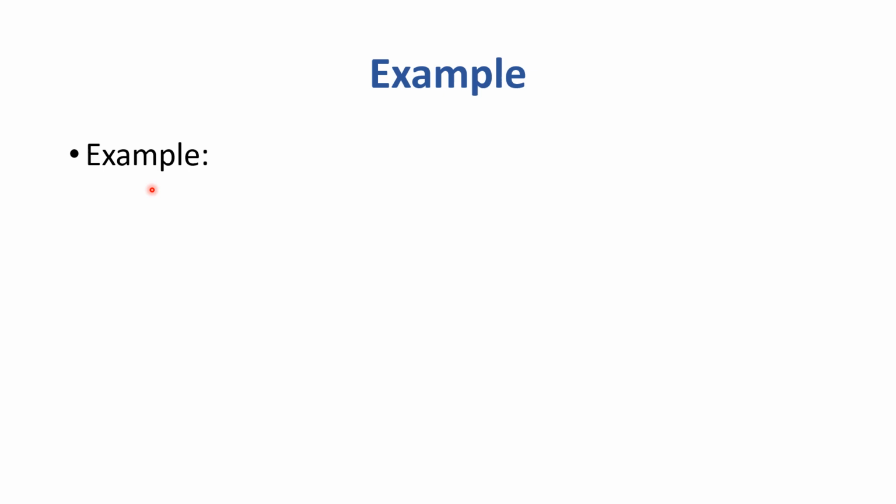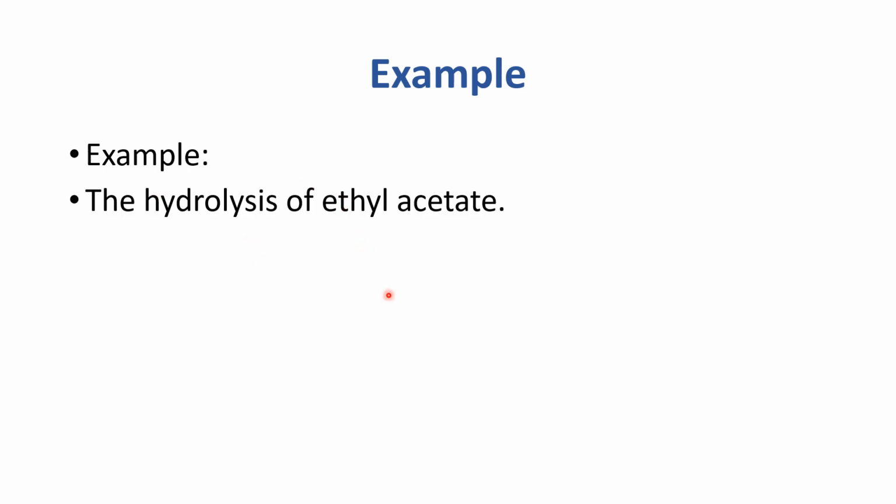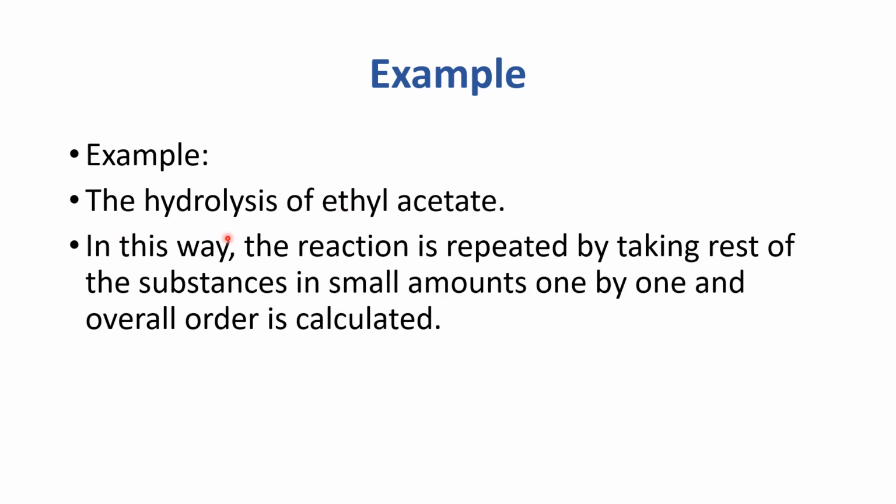For example, the hydrolysis of ethyl acetate. In this way, the reaction is repeated by taking the rest of the substances in small amounts one by one, and the overall order is calculated. So in this way, we take all the reactants involved in the reaction one by one in small amounts and calculate the overall order.